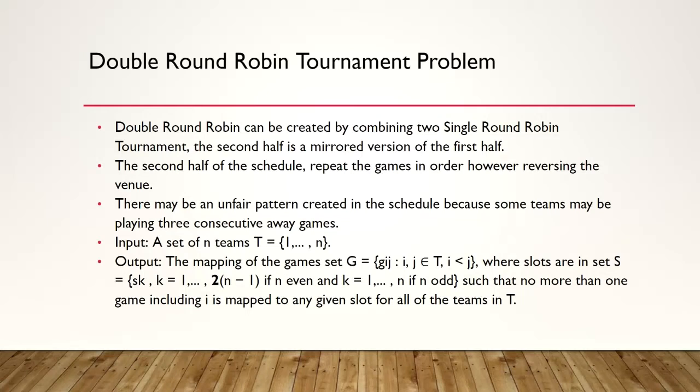So the main difference between this output and the single round robin output is the size difference of the number of slots that are created. If n is even, it's n minus 1, and if n is odd, it's up to n, such that no more than one game including i is mapped to any given slot for any team in T.